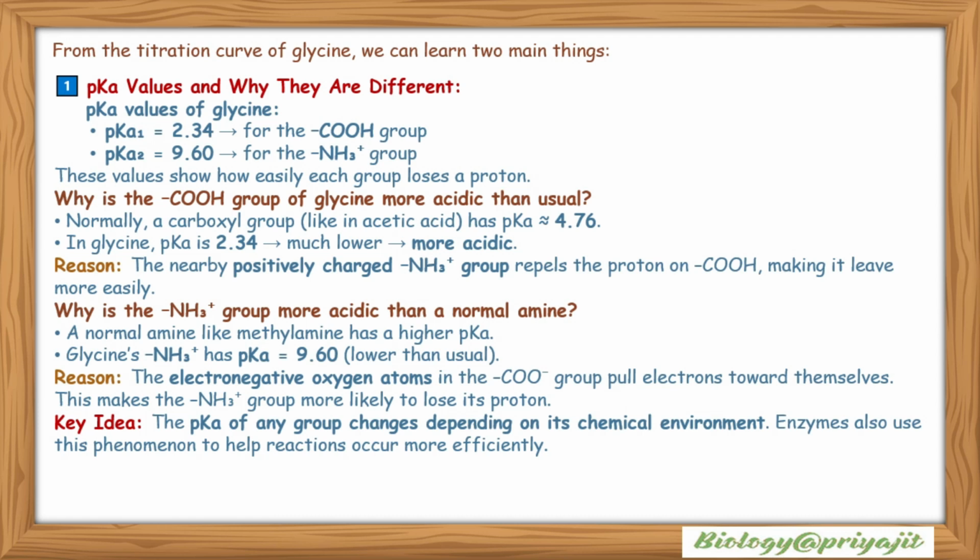Why is the positively charged NH3+ group more acidic than a neutral, normal amine? A normal amine like methylamine has a higher pKa. So glycine's NH3+ has a pKa of 9.6, which is lower than usual. Reason: the electronegative oxygen atoms in the COO- group pull electrons toward themselves. This makes the NH3+ group more likely to lose its proton.